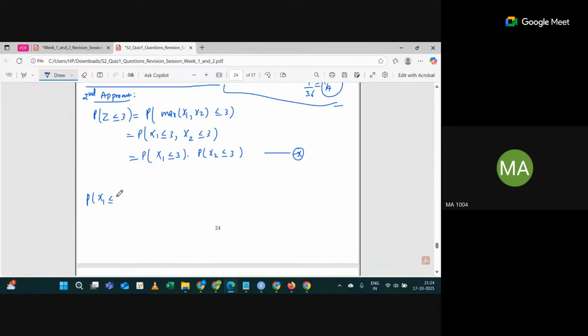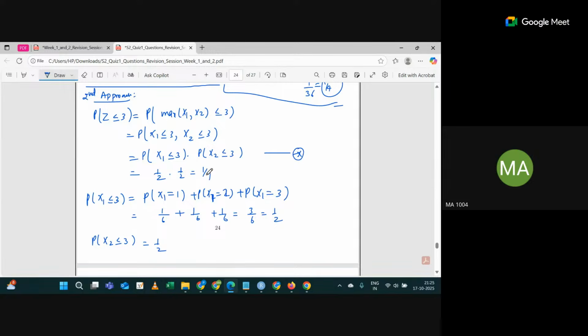So probability x1 is less than or equal to 3 means probability x1 takes value 1, plus probability x1 takes 2, plus probability x1 takes 3. Yes or no? Yes. What is the probability x1 takes value 1? 1 by 6, because this is just the outcome of rolling a die. Again 1 by 6, 1 by 6, which is 3 by 6, which is 1 by 2. So this is 1 by 2 times the same probability for x2 less than or equal to 3, which is again 1 by 2. So 1 by 2 times 1 by 2 is 1 by 4. So both ways you get the same answer.